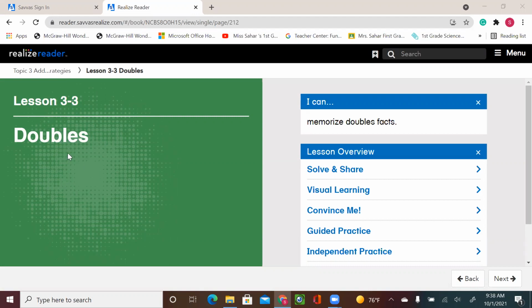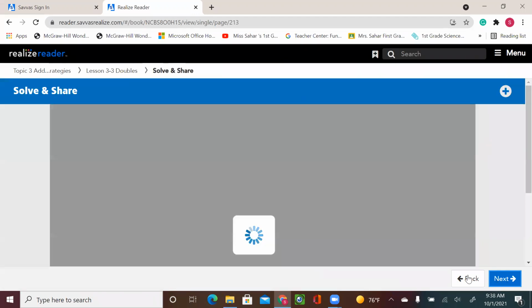We are in topic 3, lesson 3, doubles. Please open your book to page 117, and let's start.